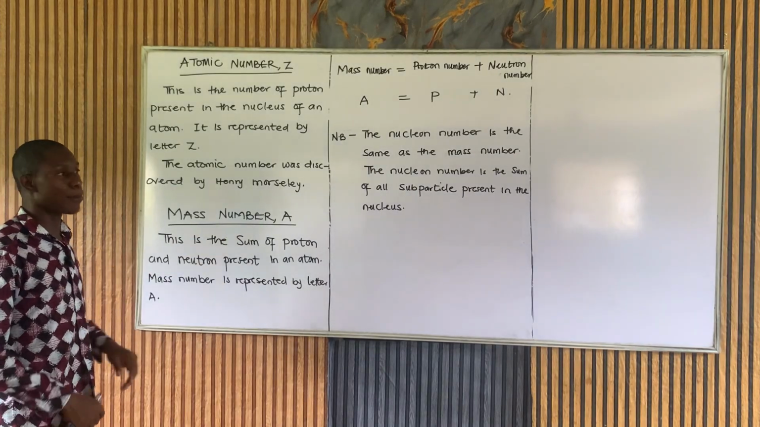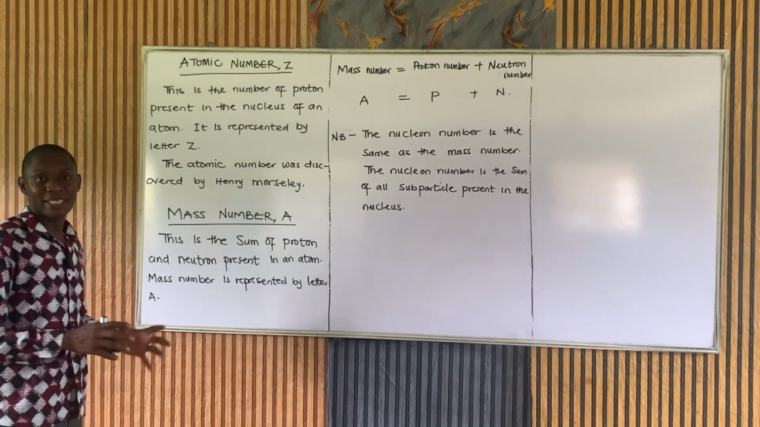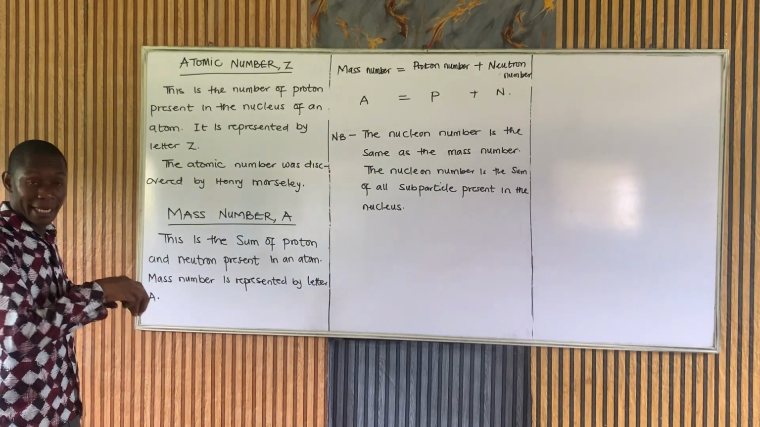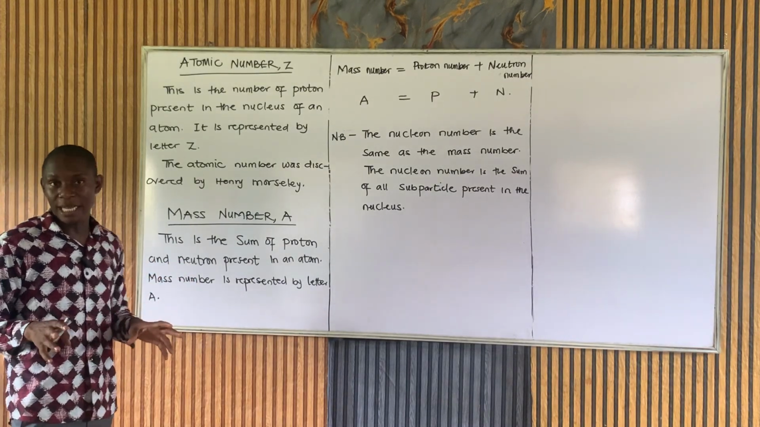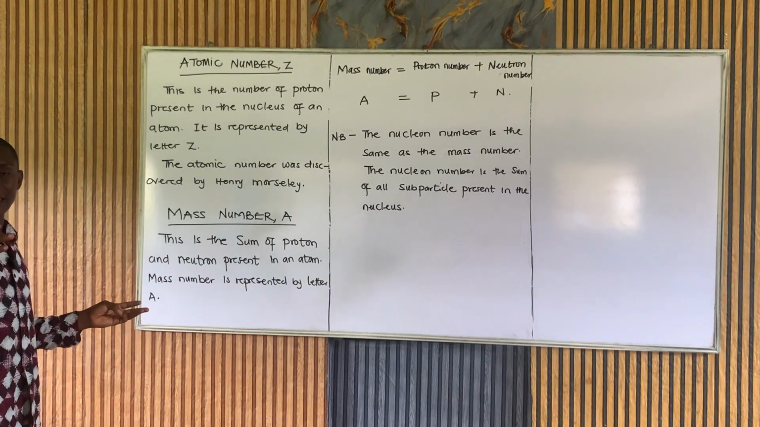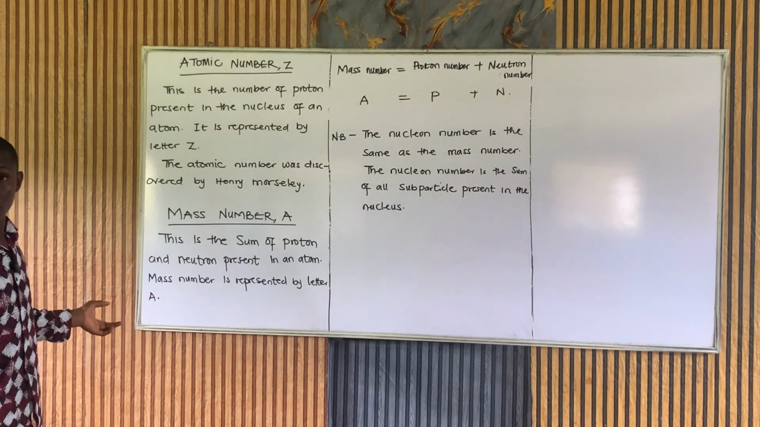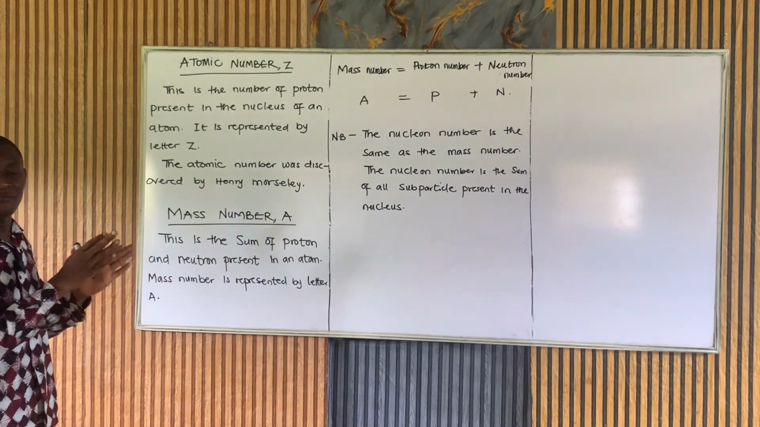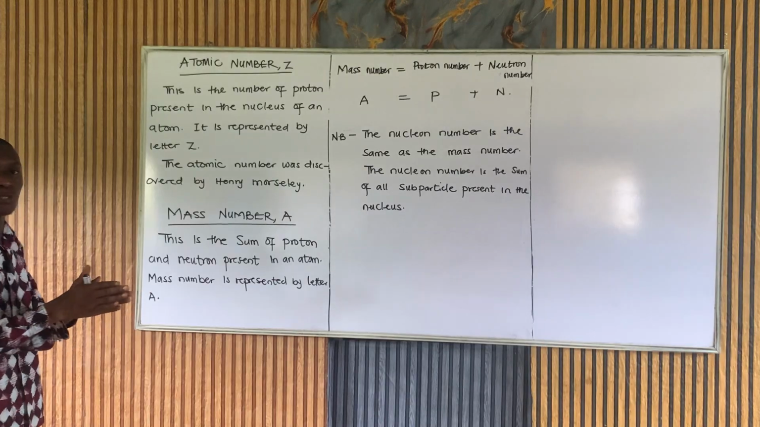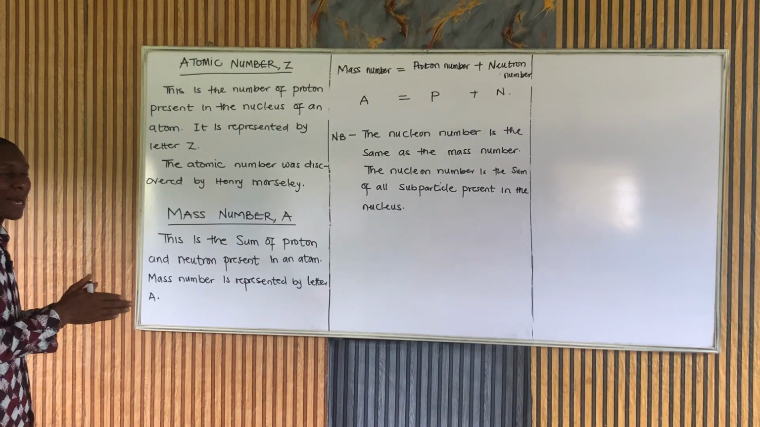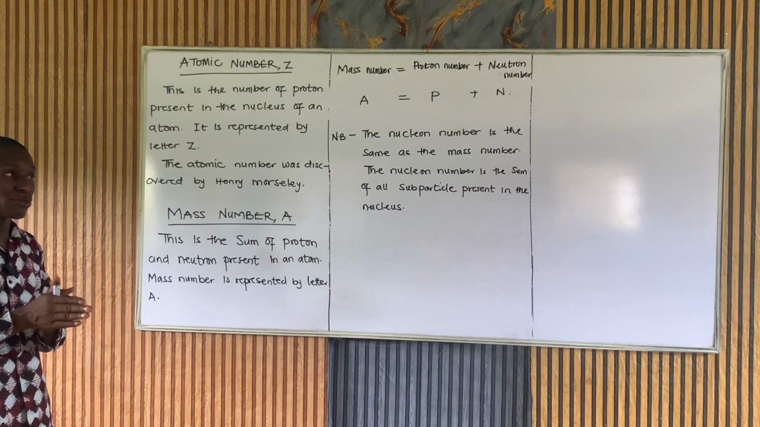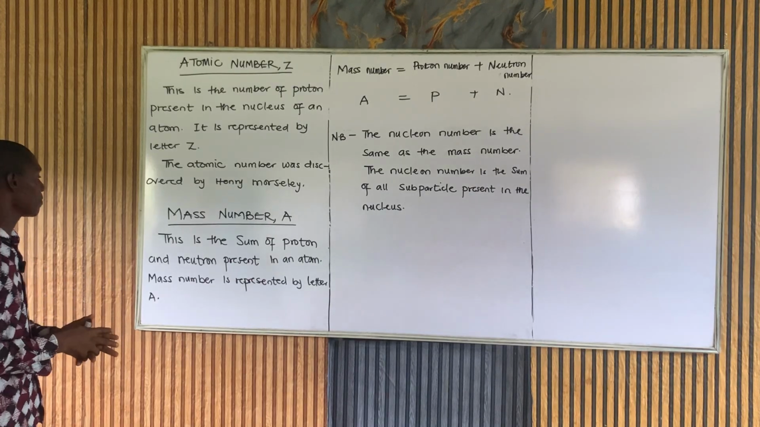Next is the mass number. The mass number is the sum of protons and neutrons in an atom. For instance, an element has 5 protons and let's say 6 neutrons. Then the mass number should be 5 plus 6, that's 11. Just sum the protons and the neutrons, you get the mass number. So the mass number is the sum of protons and neutrons. Please take note of that.